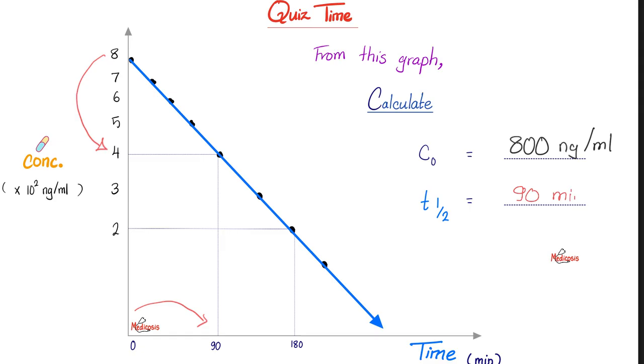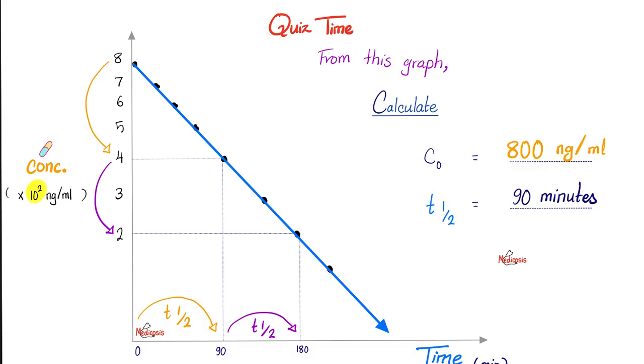But can we double check? Let's do it. How about from 400 to 200? Oh, that also requires a half-life. When it was 400, it was 90. And then when it became 200, it is 180. Between 90 and 180, how much time has elapsed? Also 90 minutes. So I'm pretty sure that this is the correct answer. And sure enough, good job.